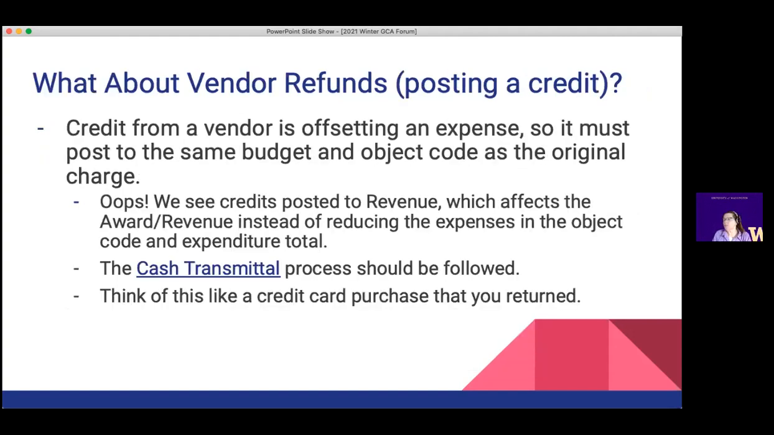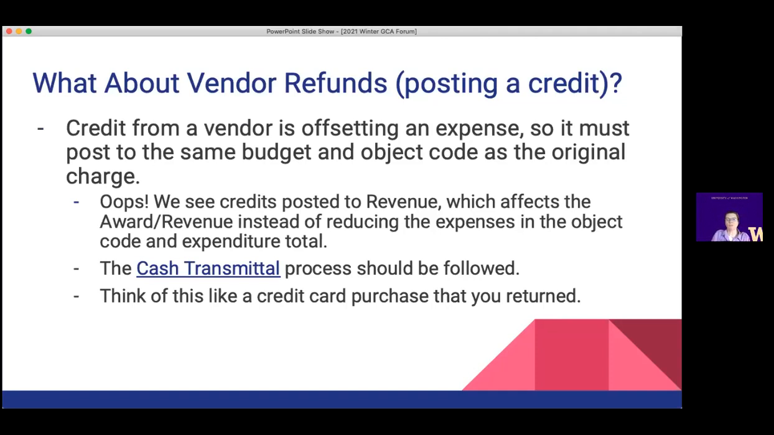The next thing is sort of a similar situation, which is you have a credit, but it's a refund from a vendor or a situation like that. And so the thing to remember on that is that it's offsetting an expense. So it can't go to revenue. It has to go against that same object code. And we do see from time to time where credits are being posted to revenue. And what that ends up doing is throwing the award and revenue off.